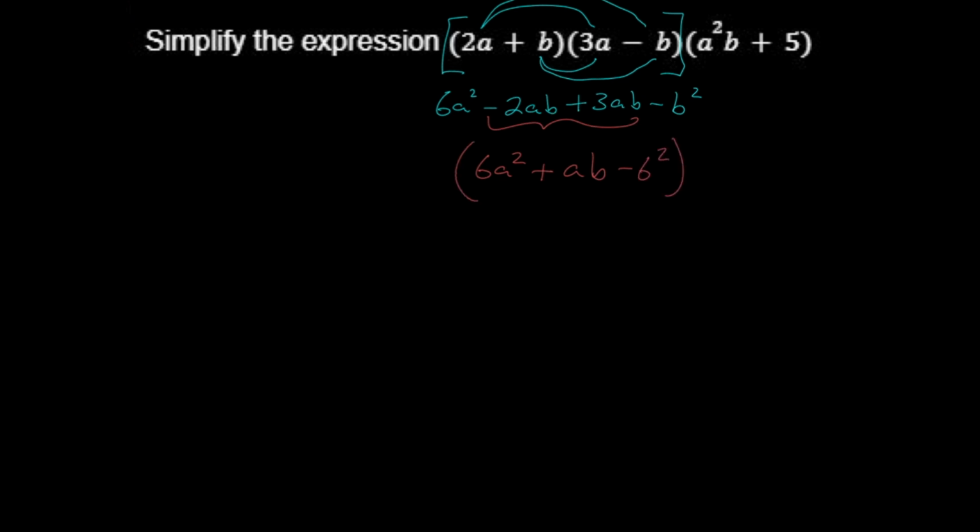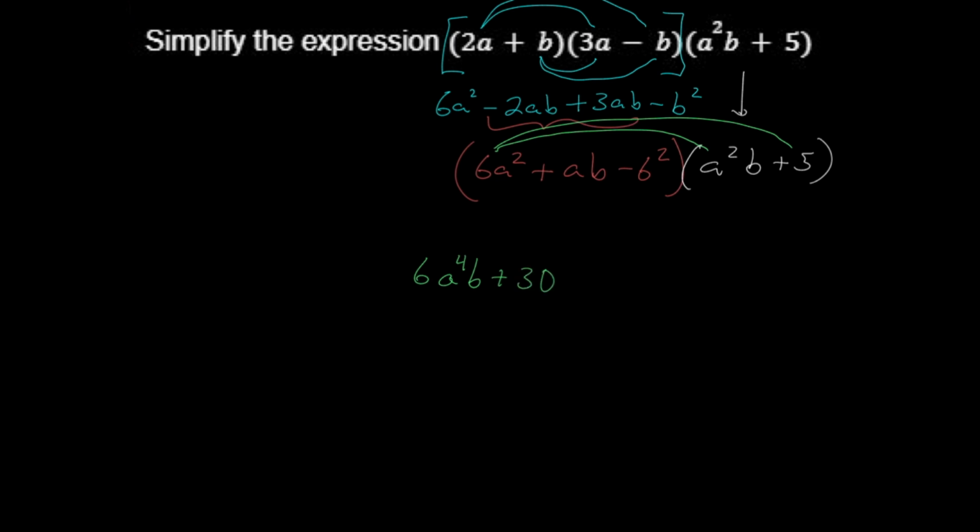So that's the result of multiplying those first two binomials, and we'll bring down the third binomial, the a squared b plus 5. So now we're going to continue to distribute things out. So I'm going to do 6a squared times a squared b. So the number isn't going to change, but we do have an a squared times an a squared. Adding the exponents gives us a to the 4, and we have that extra b. Then 6a squared times 5, we'll multiply the numbers, giving us 30. No other variables with the 5, so the a squared is just coming down without changing.